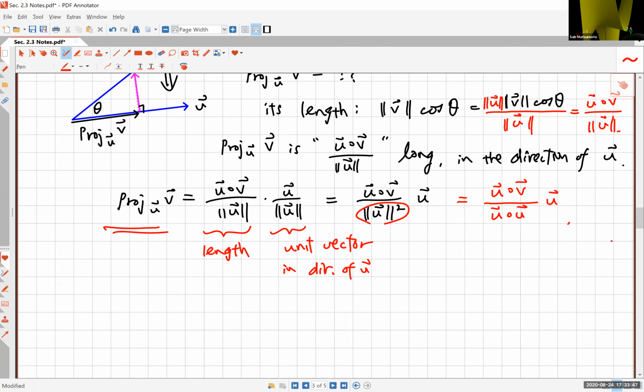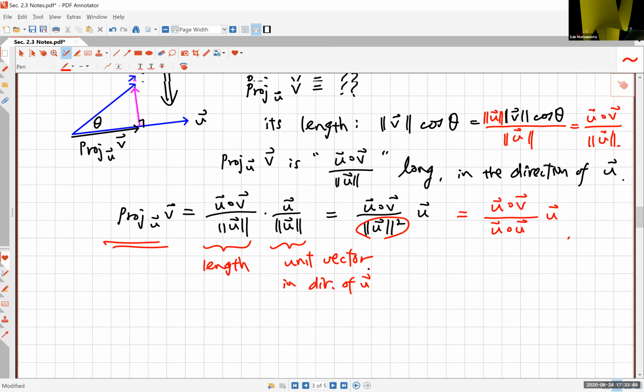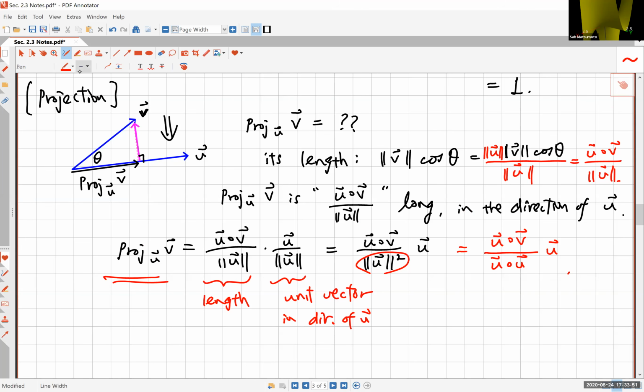Now, sometimes you also need to know this vector, which I didn't tell you about. This vector, the missing part, is called w. What is this w? W is called the orthogonal complement.